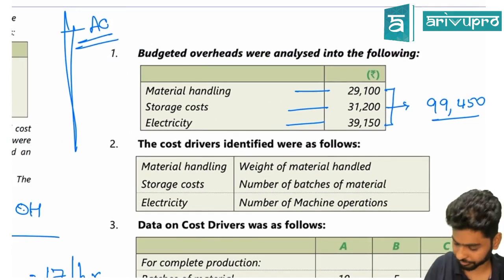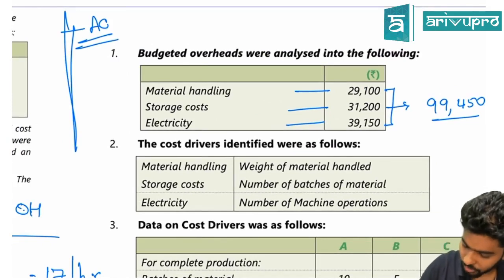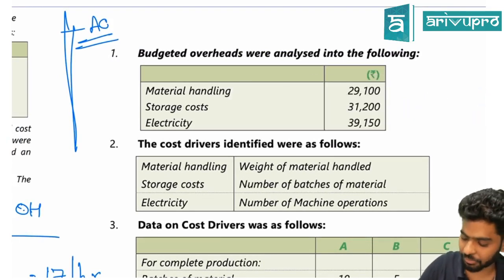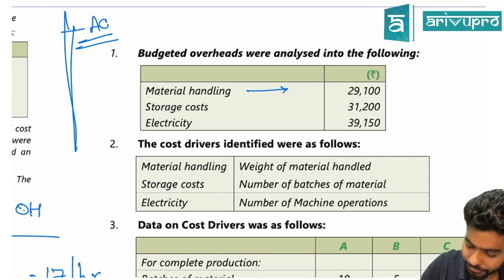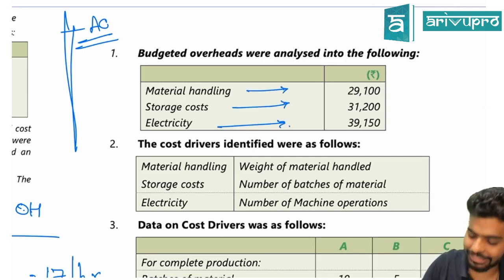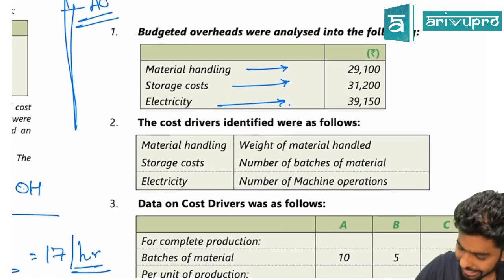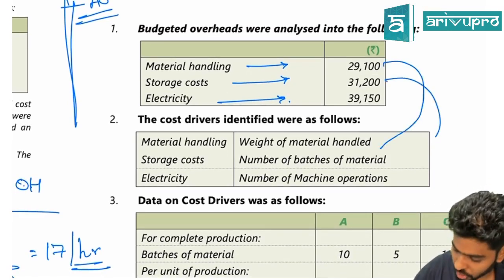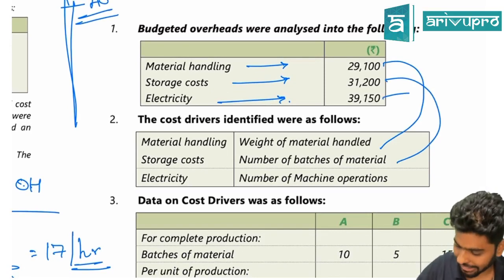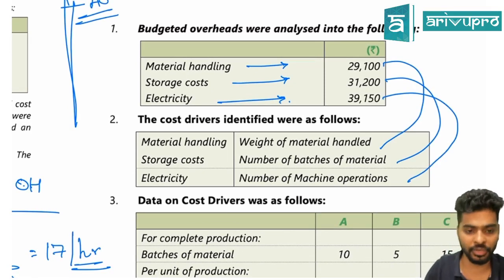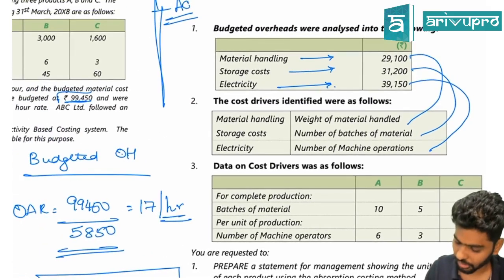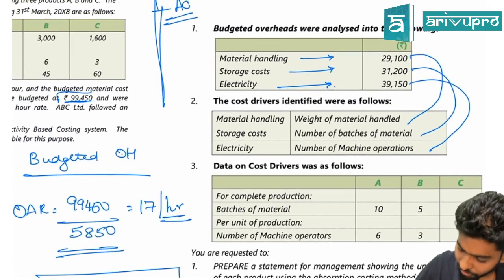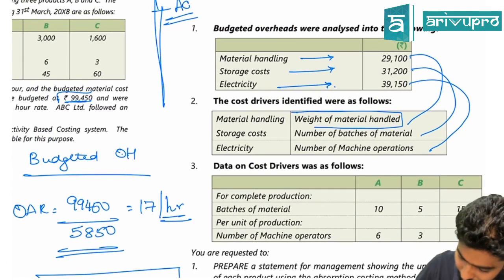Are you clear? Now see here, they are saying that this 99,450 I've divided into three activity parts, that is material handling, storage and electricity. They are saying the material handling should be divided by the weight of material, storage should be divided by the number of batches and electricity should be based on the number of operations. Okay. Weight of the material handled.